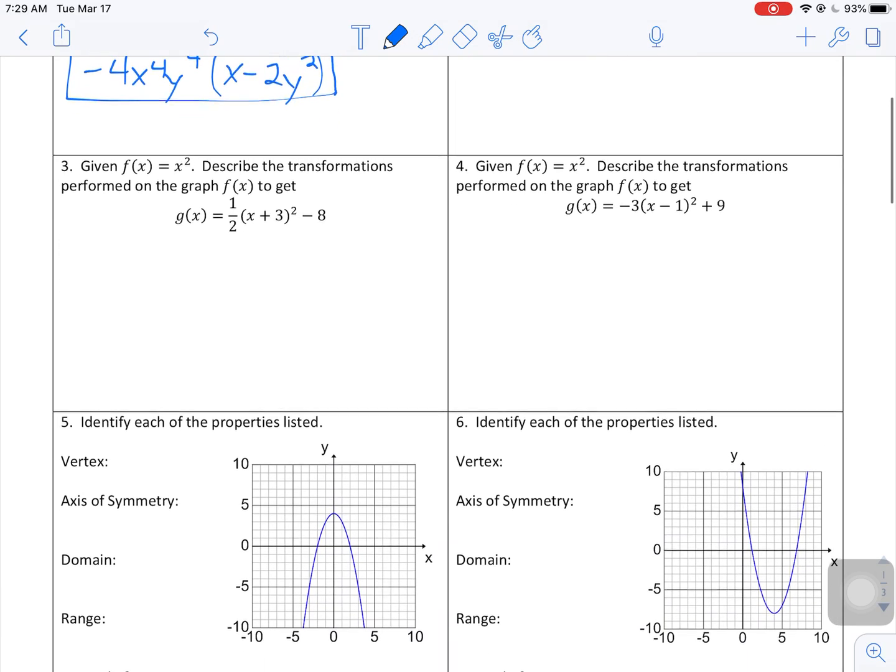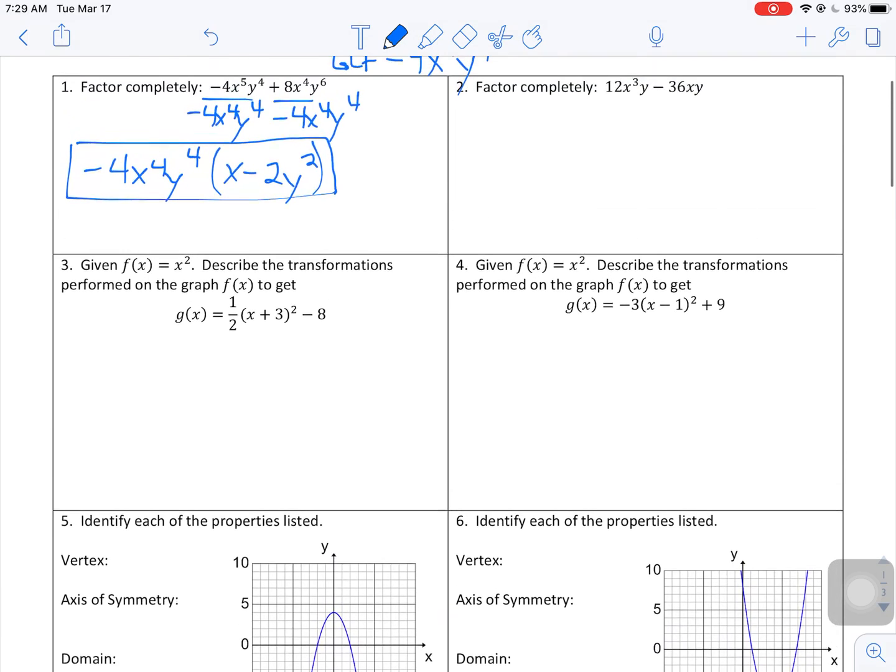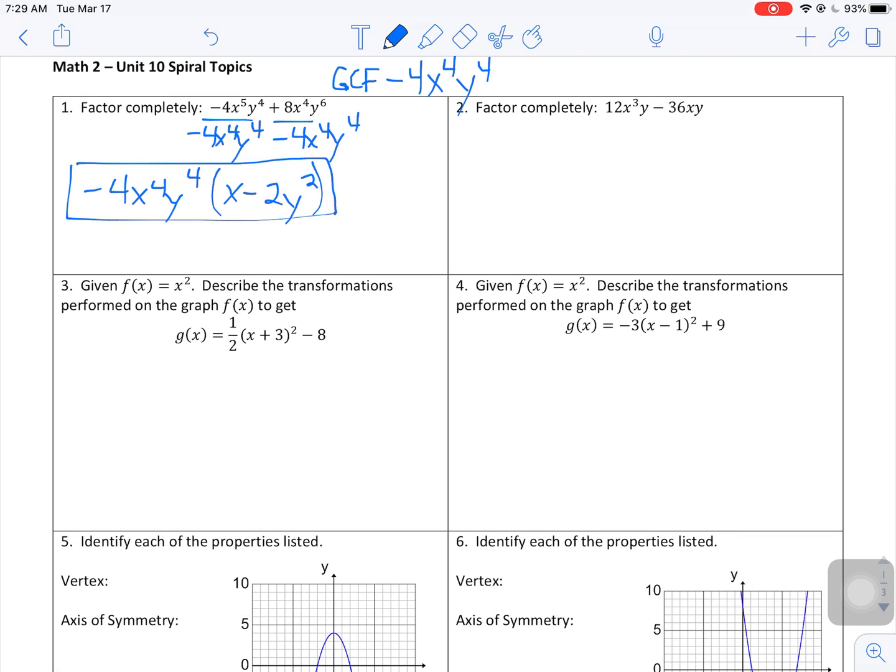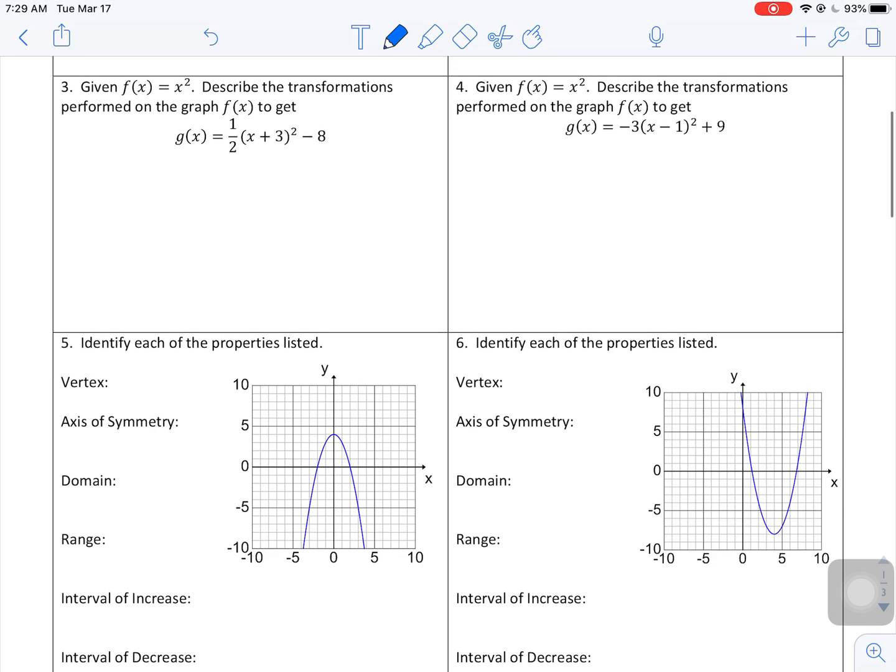For number 3, and I would recommend pausing the video and trying number 2 right away. Then on number 3, we're supposed to describe the transformations that have happened. So I would just go left to right. The 1/2 is a number in the front, so it's the a value. Since it's in between 0 and 1, that's going to be a vertical compression. If it had been a number greater than 1, that would be the vertical stretch. But it's a compression because it's in between 0 and 1.